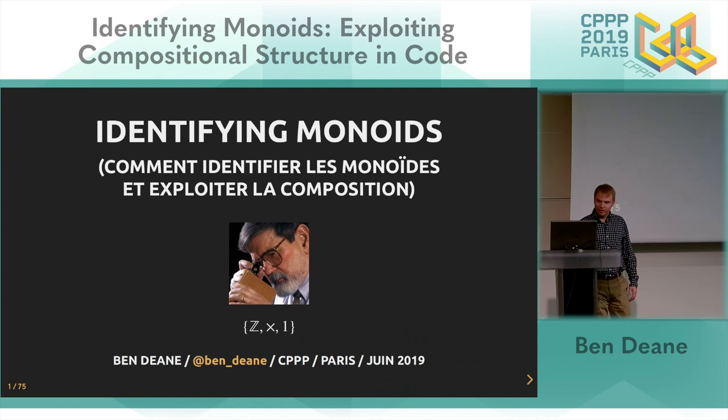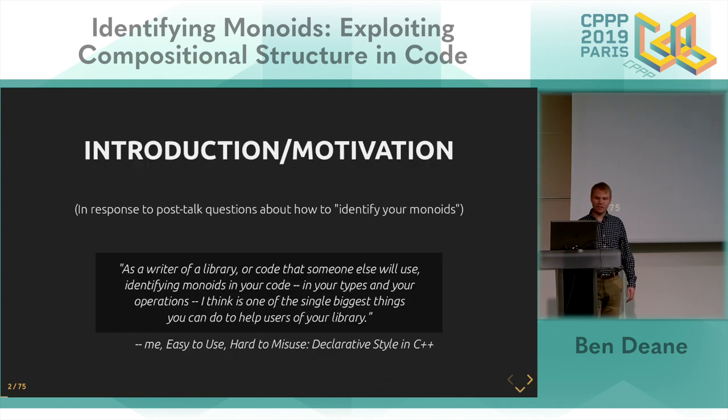The reason I have this talk is that in a couple of talks I gave last year, I got questions. In a talk I gave about declarative style and another talk I gave about operator overloading, I got a question a couple of times, I think from Simon, at least once, saying, how should we identify monoids in code? Because I'd made this claim that identifying monoids is one of the best things you can do, A, to help your users as a library writer, designer, but B, also I've come to realize to help yourself.